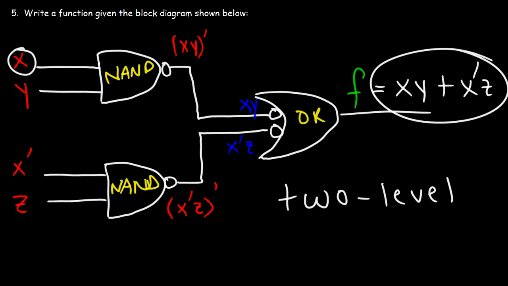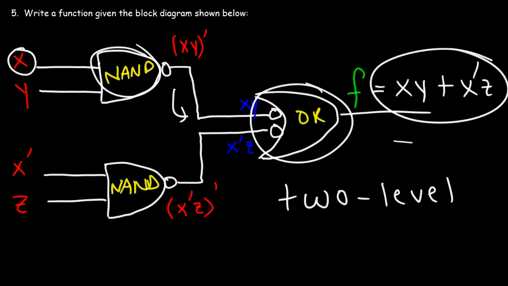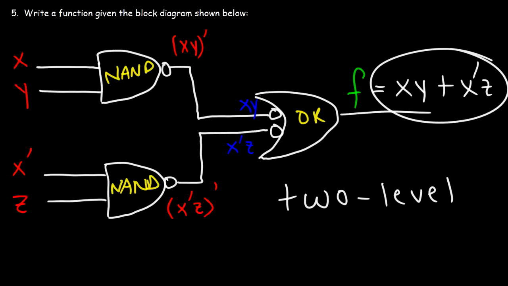So let's say the signal starts here, it has to go through the first NAND gate, and then it has to go through the second gate to get to the output. And so the maximum number of gates that it passes through is 2 gates. So this is a two-level circuit.